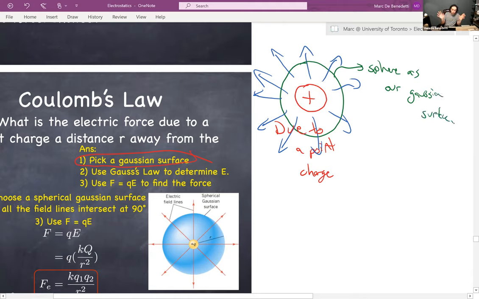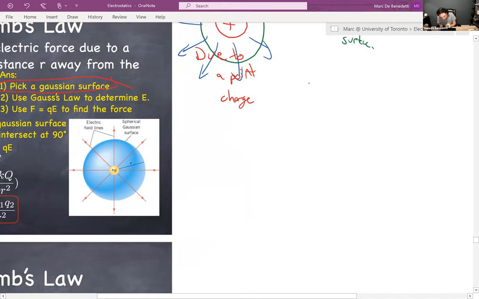Okay, that's step one, done. Step two, use Gauss's law to determine the structure of the E field. Okay, I will listen to myself. So Gauss's law says, integral of E dot dA equals Q total over epsilon naught.